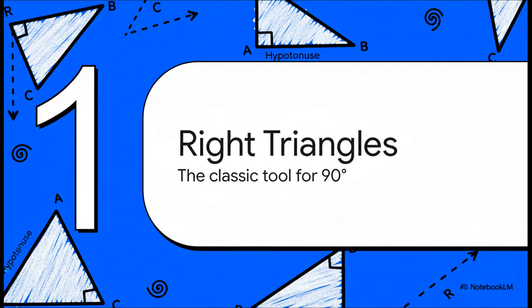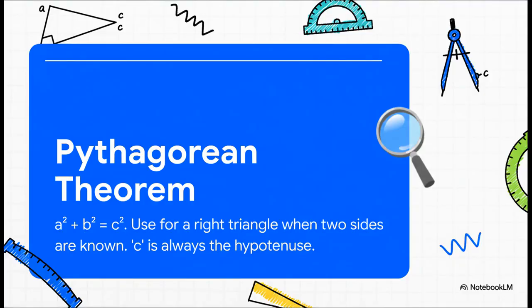Okay, first up, the absolute classic. We have to start with the most familiar shape out there, the right triangle. This is really the bedrock of all triangle geometry, and our first tool is probably one you've heard of. You know this one. a squared plus b squared equals c squared, the Pythagorean theorem. But the formula itself isn't the most important part. The real key is knowing when you can use it. You need two things, and only two things: a 90-degree angle and the lengths of any two sides. That's it. And just remember, c is always the hypotenuse. That's the long one, sitting right across from that 90-degree angle.